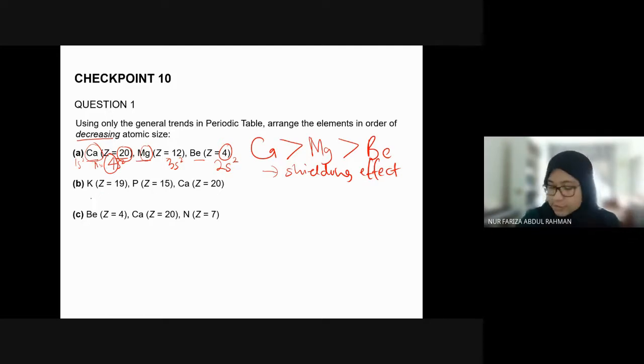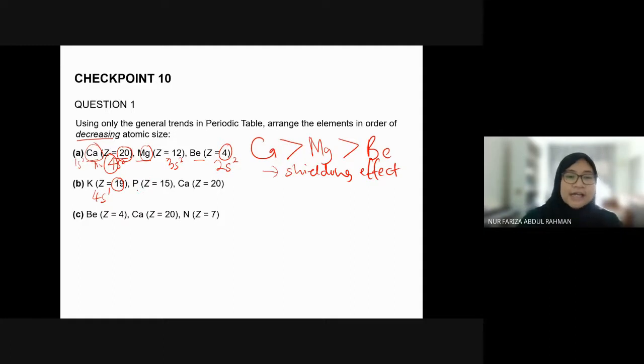So for potassium, it is n is equal to 4. If you don't believe it, start from 1s2, 2s2 until you get 4s1. So in total it should be 19. Okay, so we get 4s1. I cut it short because I want to be quick.